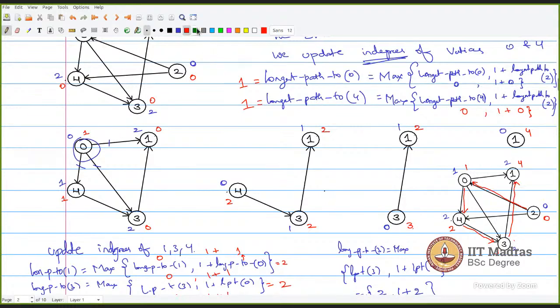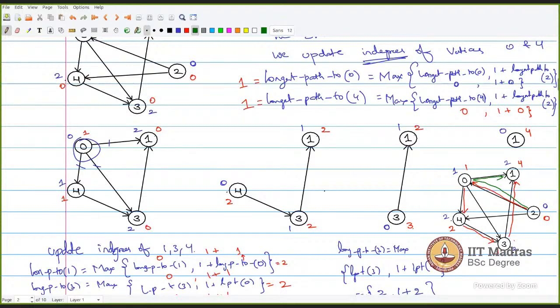And this will be the longest path, not the shortest path. Shortest path would be different. Shortest path would be something like 2 to 0 and 0 to 1. So this is the shortest path from 2 to 1. Okay, so this shortest path is different from this longest path. This longest path gives us, from one vertex to another vertex, the maximum number of edges I can travel in between. So if you follow this method, this will give us the longest path to every other vertex.